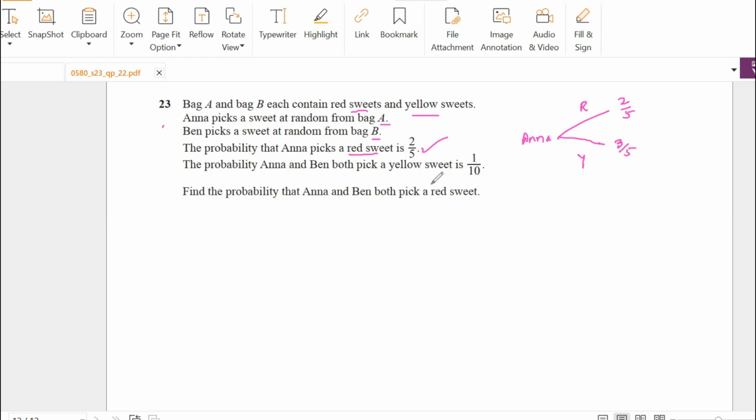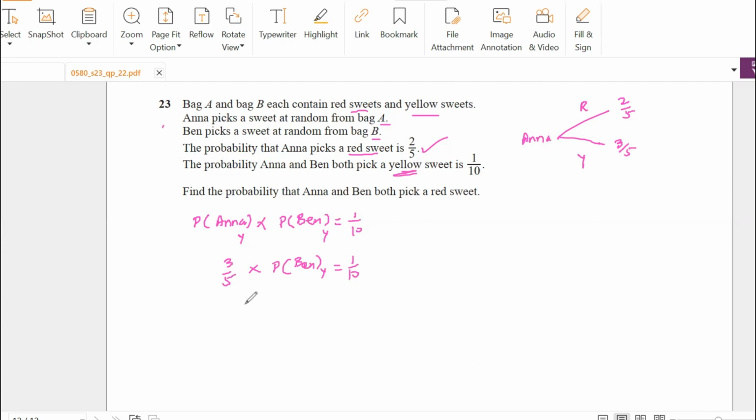And one more thing, the second part of this: the probability that Anna and Ben both pick a yellow sweet is 1 over 10. So probability of Anna for the case of yellow, multiplied by probability of Ben in case of yellow, is 1 over 10. We know the probability of Anna having yellow sweets is 3 over 5, but we don't know it for Ben.